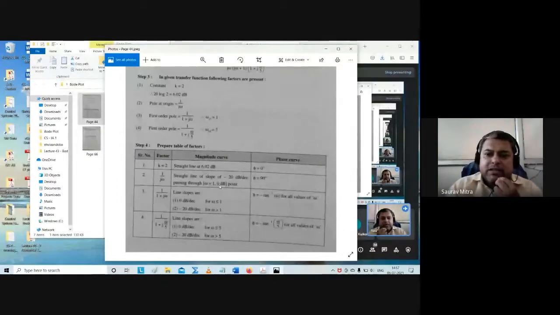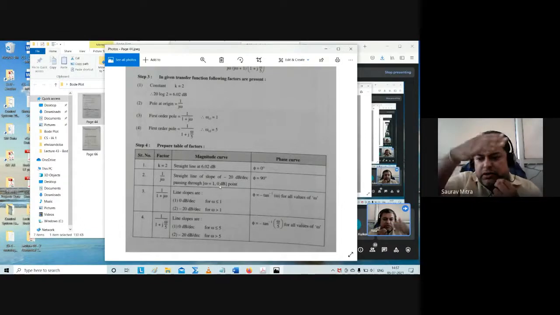So for 1 by s or 1 by j omega, the starting point is 0.1 comma 20, the next point is 1 comma 0, and the next point is 10 comma minus 20. If you join these three points, that is actually 1 by s.